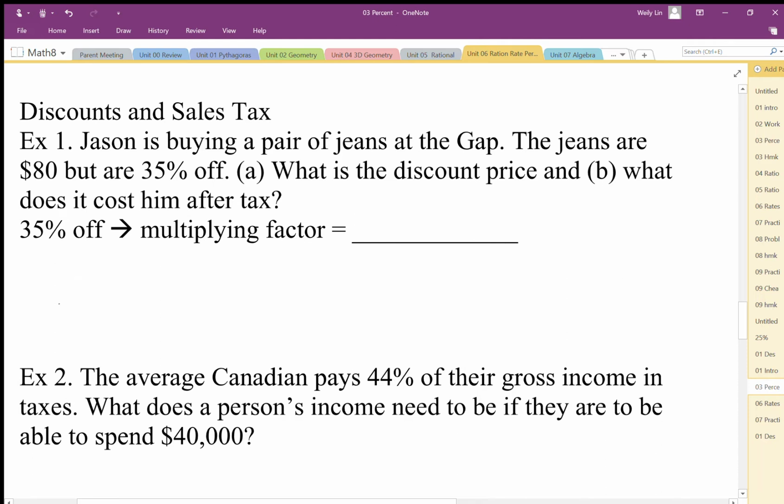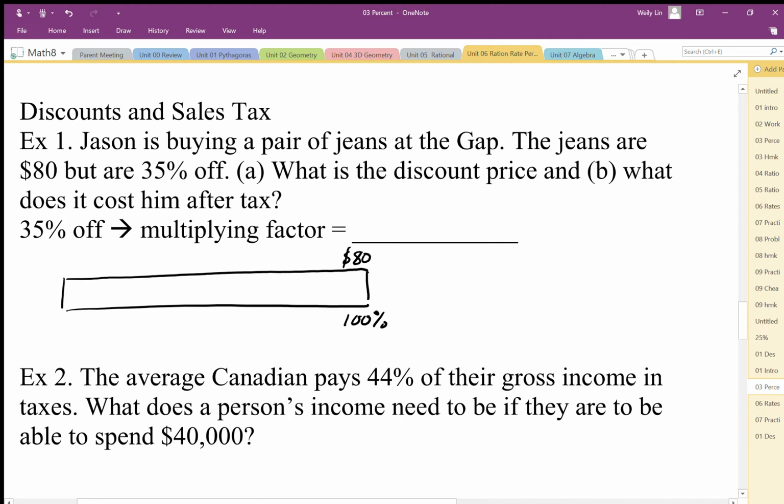So first thing I'm going to do is draw my $80 here. And that's going to represent 100%. So there's my $80, there's my 100%. And they're 35% off. So when we talk about our multiplying factor, although the percentage is 35, we want to multiply 80 by 65%. So we're going to pay 65%.